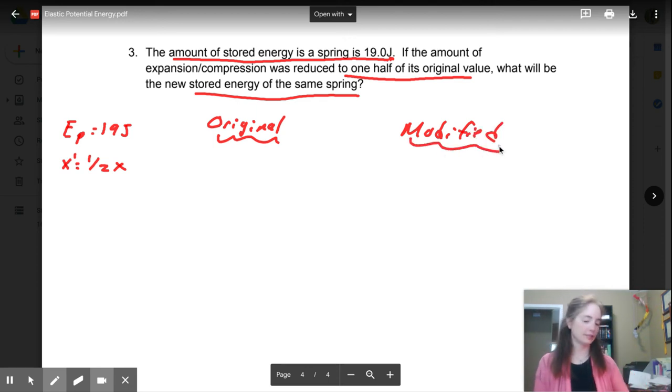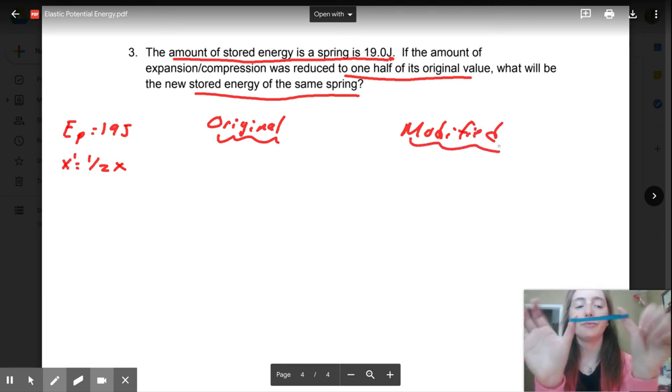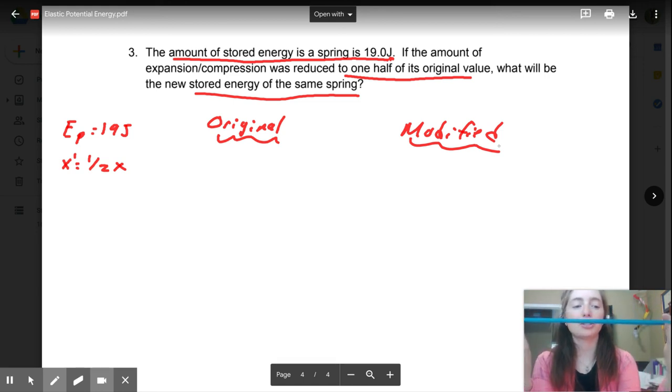Okay, let's visualize this a bit. I've got my blue elastic here. Now, it is stretched to the width of my camera view. I'm now going to reduce its stretching to about half of your view screen there at the bottom. Okay. So what I have done is I have reduced the amount of stored energy.